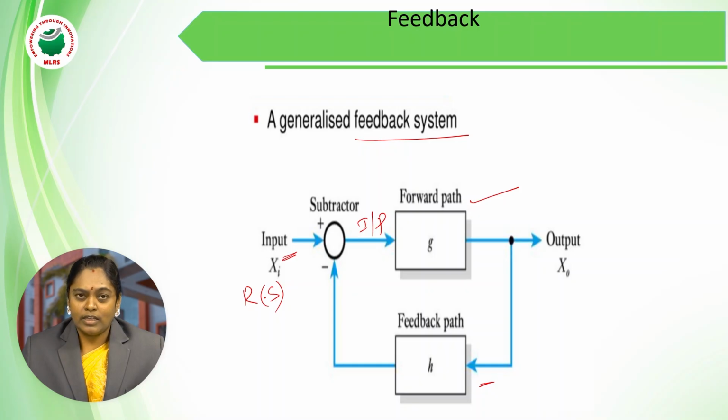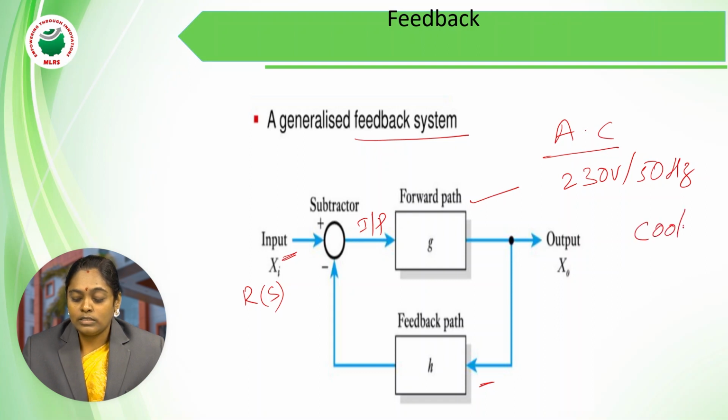Now let me take an example. In case of an AC, that is an air conditioner, the input which we are giving is a power supply voltage of 230 volts and 50 hertz. But the output which we are getting from the AC may be coolness or hotness. So that itself indicates the input is electrical energy but the output is non-electrical energy. So here we need to convert electrical energy into non-electrical energy.